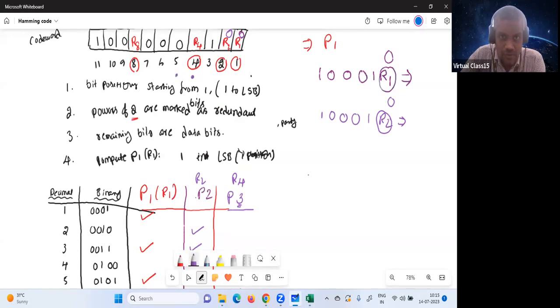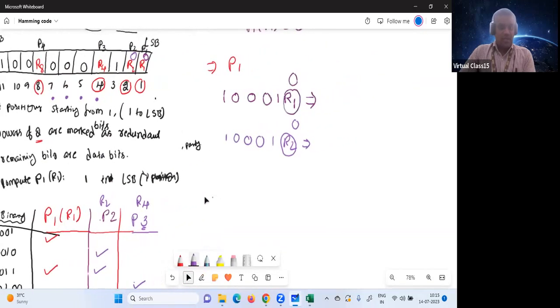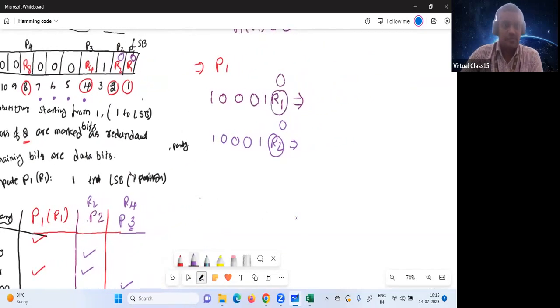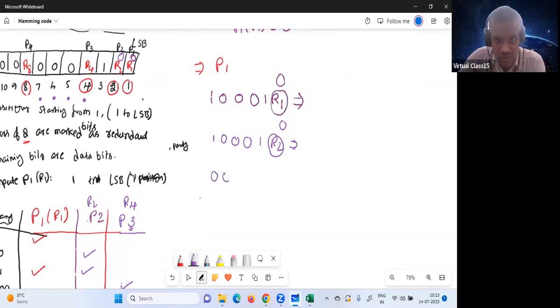Using these bit positions, what is the string formed? 0, 0, 0, three zeros, and R4. To make this even parity, what is the R4 value? 0, right? So here the R4 value is also 0.